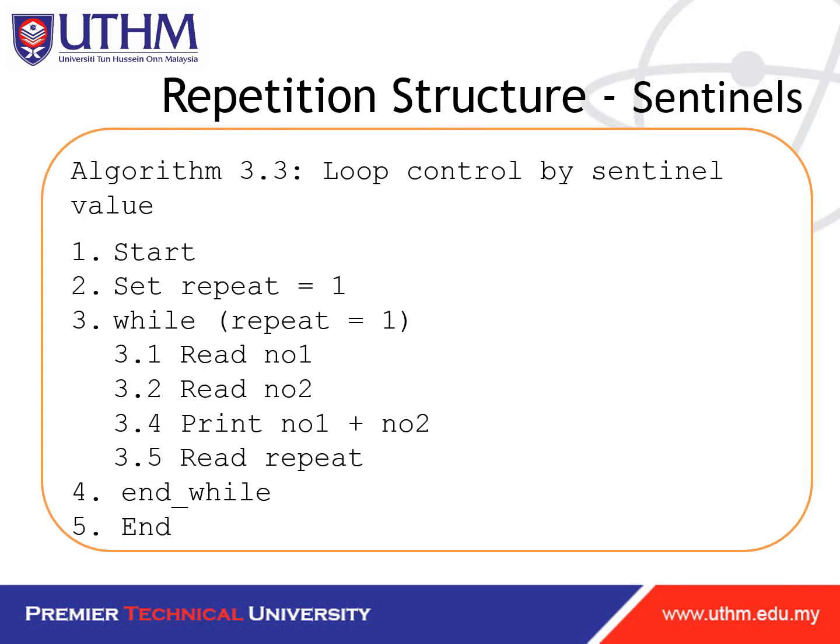Okay, so this is how you do the pseudocode. So you will have a start and then you will have a set, and then while this, and then you will read the number. Okay, number 1, number 2, print number 1, number 2, read, repeat, and then it ends. So this is an example of loop control for sentinel numbers.